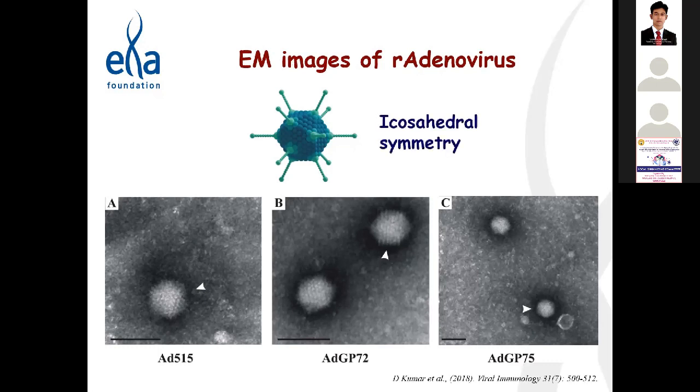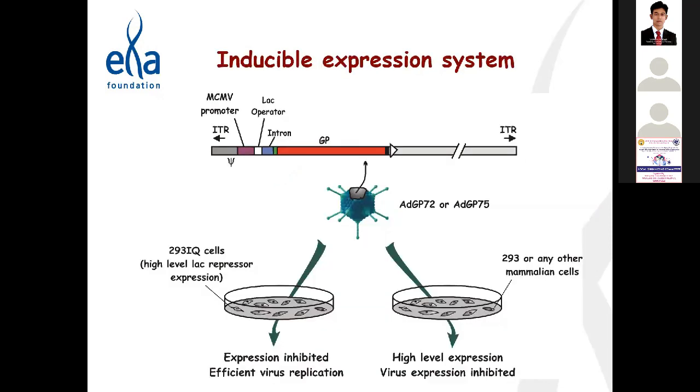As you can see here, this is the typical image of adenovirus, and this is the icosahedral shape. Something similar to that we can see in all these electron microscopy images. This is published already, so you can refer to this publication if you want further details. One more thing that I would like to mention in detail is the inducible expression system.